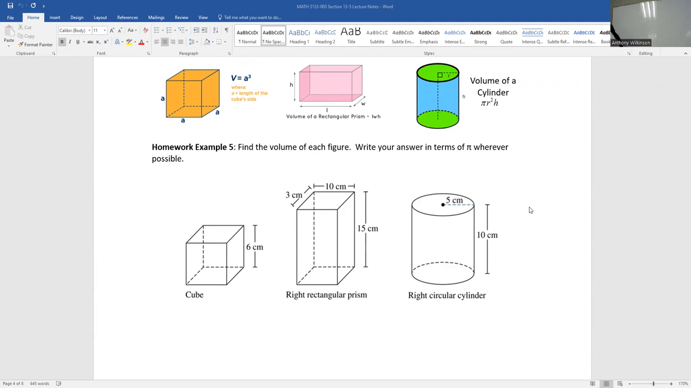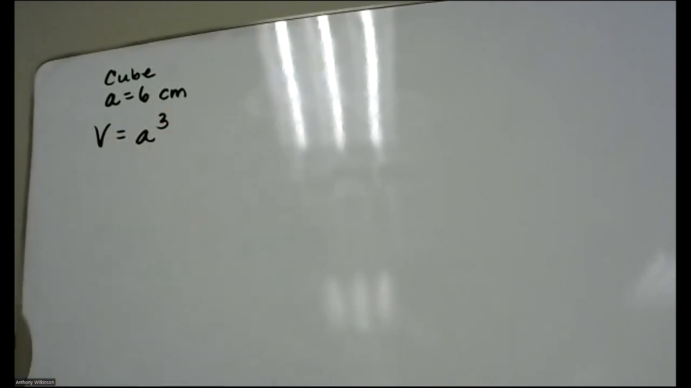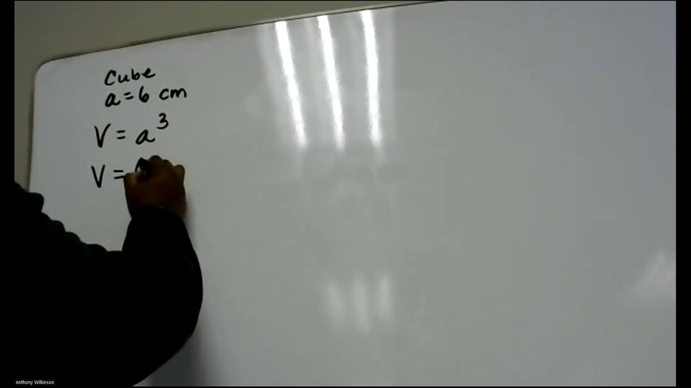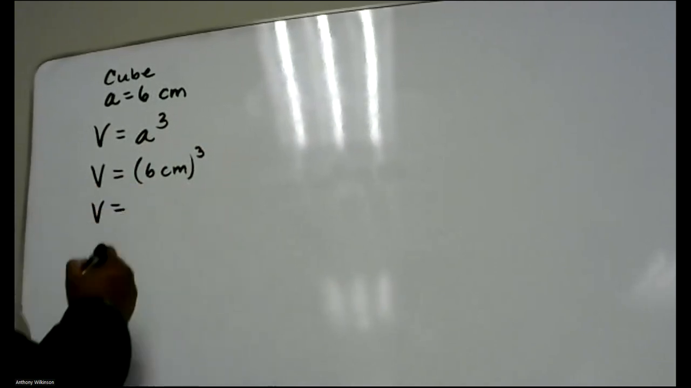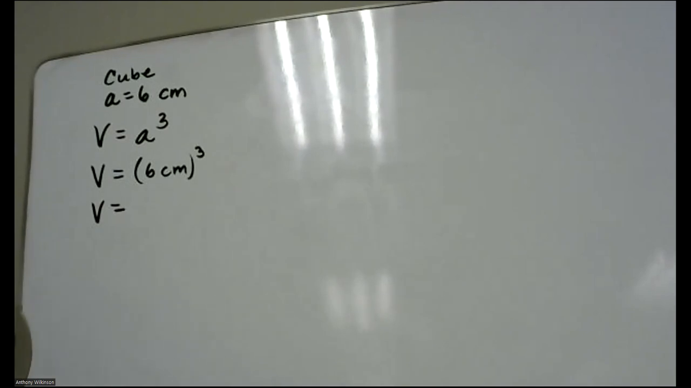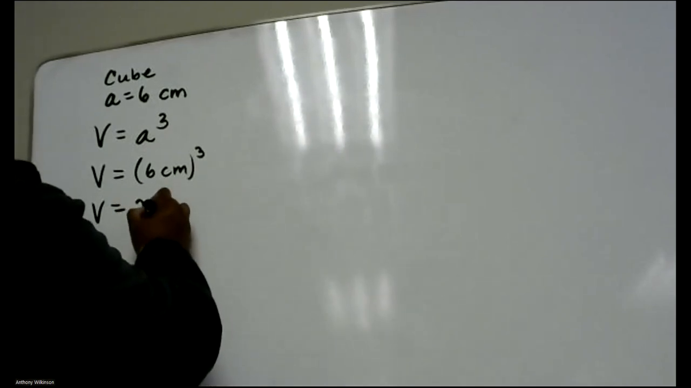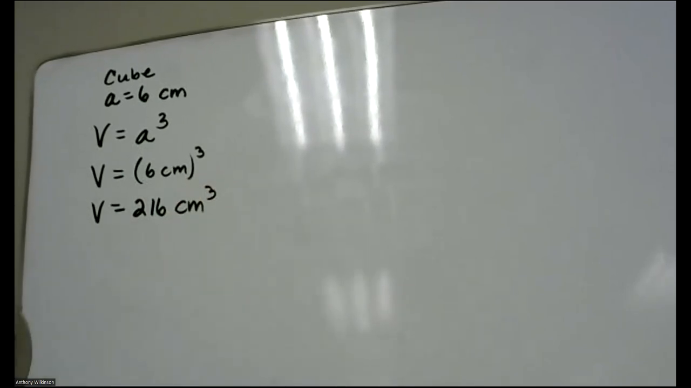So here we're going to find the volume of each figure and leave the answer in terms of pi wherever possible. In this case, we have a cube that is 6 centimeters in length. All right, so with the cube, let's say A is 6 centimeters. And it is a cube, by the way. So the volume would be A cubed. So A is 6 centimeters, and we're going to cube that. So 6 cubed is 6 times 6 times 6, which is 216. And it will be in cubic centimeters, okay?